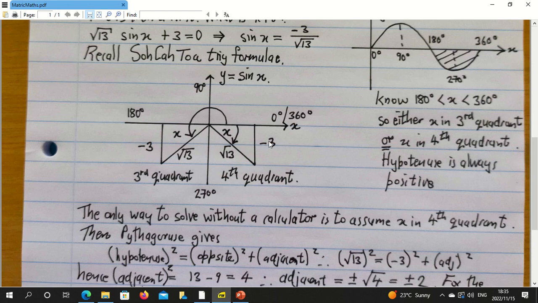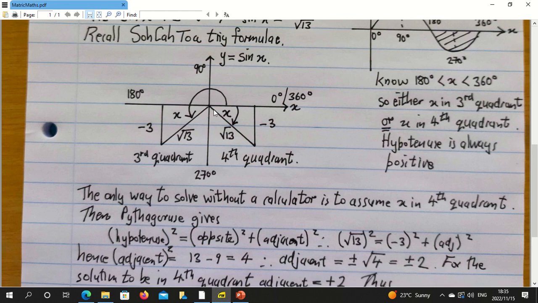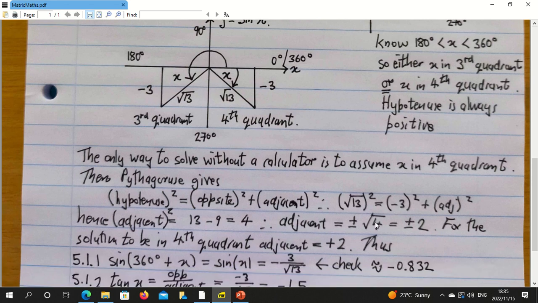The opposite side is minus 3. Root 13 is the hypotenuse. The hypotenuse is always positive. Then you use Pythagoras' equation. This is the hypotenuse, this is the opposite, this is the adjacent. You work out an adjacent to be plus or minus 2. But you assumed that the angle is in the fourth quadrant. Therefore, for it to be in the fourth quadrant, the adjacent has to be positive 2. And then that's the problem solved.